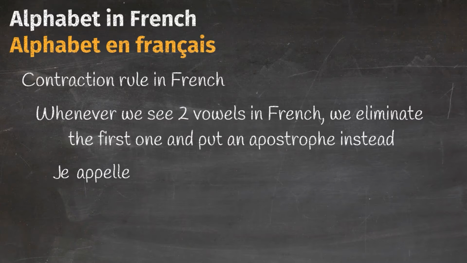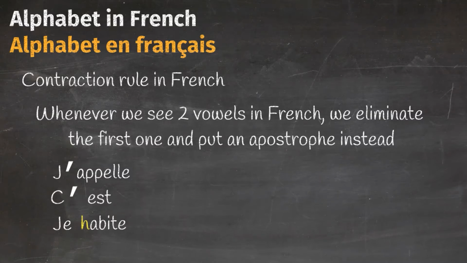Je appelle. Here, I can see 2 vowels, E and A. So, the first one must be replaced with an apostrophe. J'appelle. Ce est. Also here, I can see 2 vowels, E and E, so the first one must be replaced with an apostrophe. C'est.